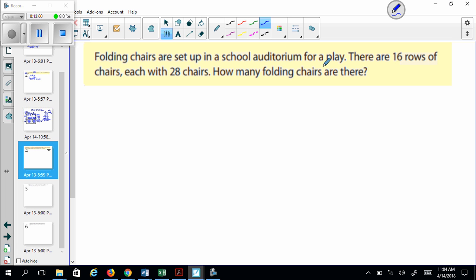Since we don't have a total number of chairs, we know it's not division. Because remember, division, you have to have the total. So you guys are going to go ahead and multiply, because you have 16 rows and 28 chairs in each row. Okay, so you're trying to find out how many folding chairs are there. So go ahead, multiply that, come back and see if you're right.